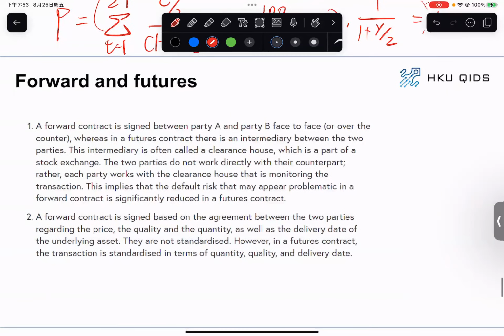And the last concept here is forward and futures. So forward and futures is mainly about we need to know the difference between them. So they are both something targeting certain goods, right?